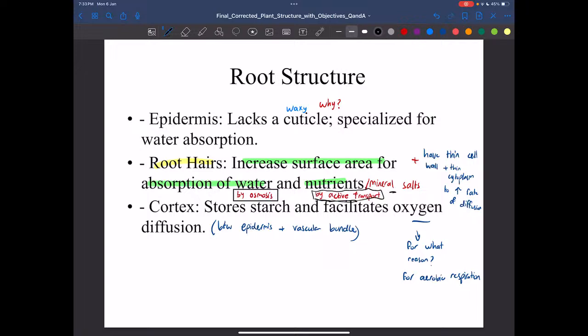That's incorrect, but thank you for trying, Al Fattal. Active transport needs energy, so it needs ATP. So let's think about it. We need ATP, so we need aerobic respiration. So how is that going to happen? Through the cortex. So the cortex usually stores starch grains and it also facilitates oxygen diffusion. For what reason? Of course, to allow aerobic respiration because we need energy to absorb the mineral salts.